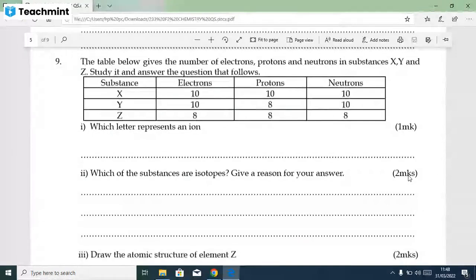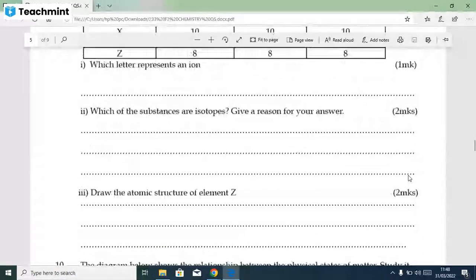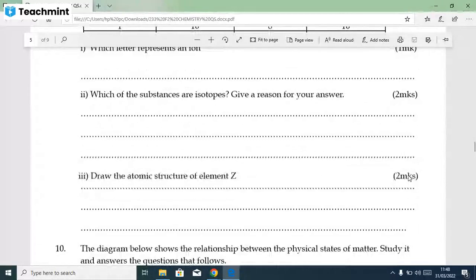Same number of protons, yes. So we have what and what? Unaona sasa ni rahisi. Y and Z. Why? Because they have the same number of protons but different number of neutrons. So that is the reason. Draw the atomic structure of element Z.